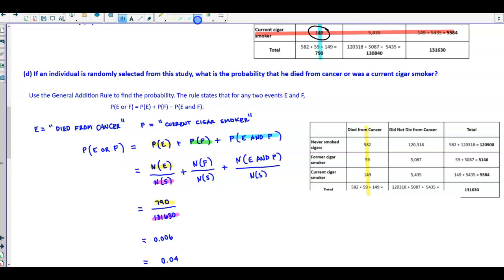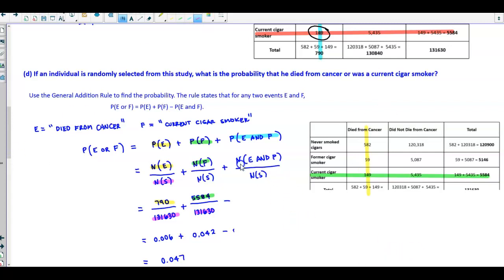Okay? And then what we're going to do is now find the probability of a current cigar smoker. So the number of outcomes that are a current cigar smoker are the following. If we look at that row, we can see that the value of 5,584 is going to be divided by the total in the sample size.